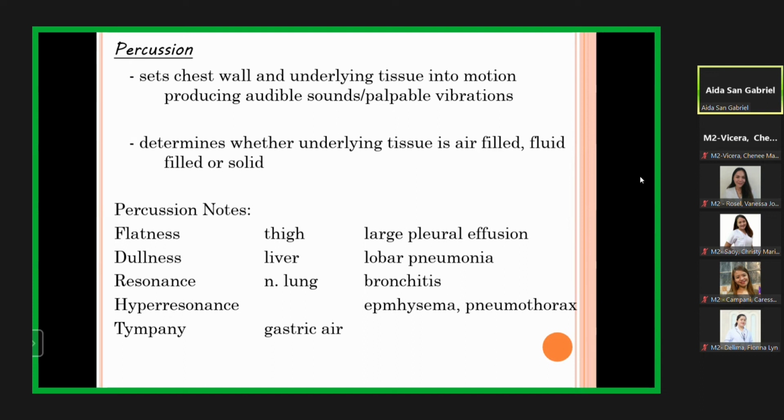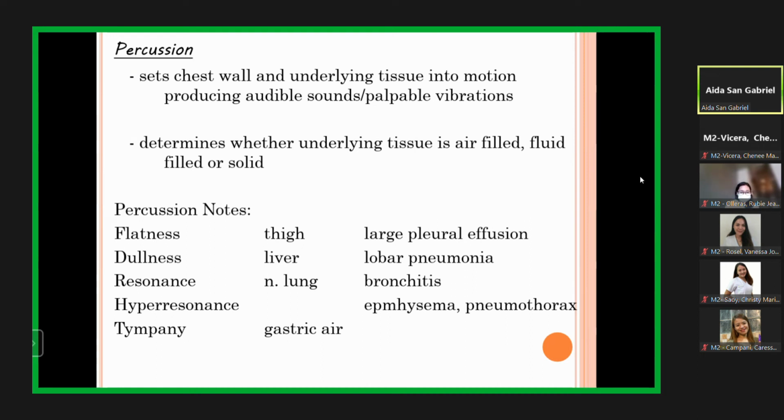We say it's flat, for example, when you percuss the thigh area. If you percuss that, the percussion finding will be flat. A pathologic example is the presence of a large pleural effusion. Next is dullness. When you percuss the liver area, it will be dull. A pathologic example is the presence of a lobar pneumonia.